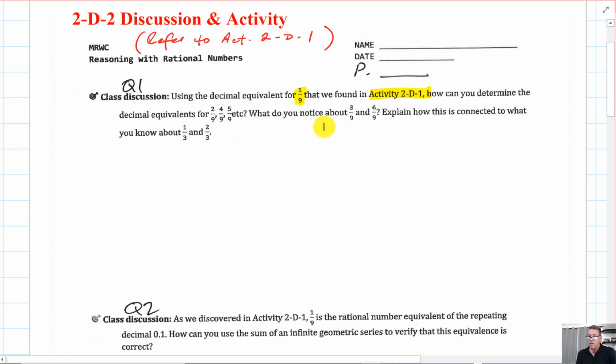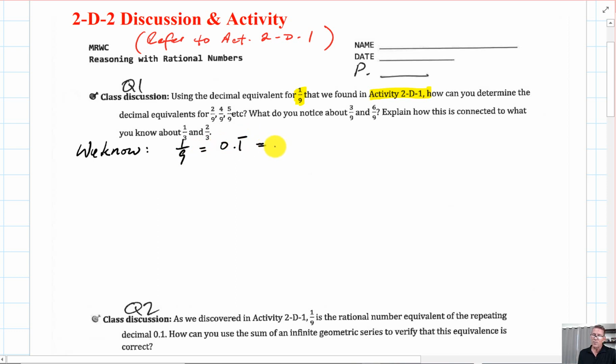And then what do you notice about the fractions 3/9 and 6/9? We'll talk about that when we get there. And how is all this connected to what we know about 1/3 and 2/3? Okay, so let's start with what we know from the previous lesson. We know that 1/9 is equal to 0.1 repeating.